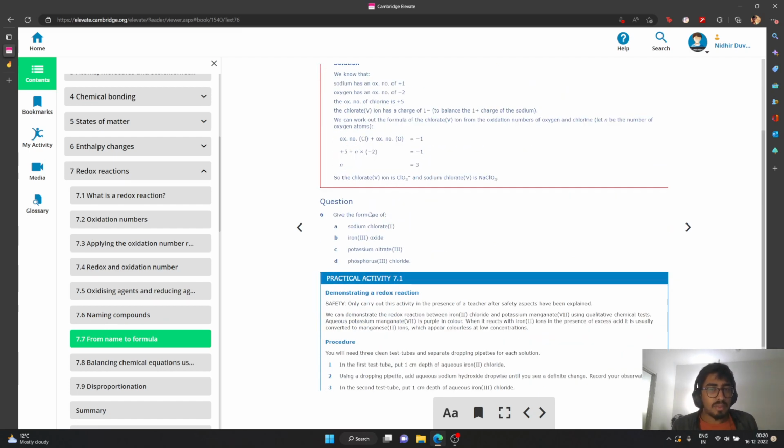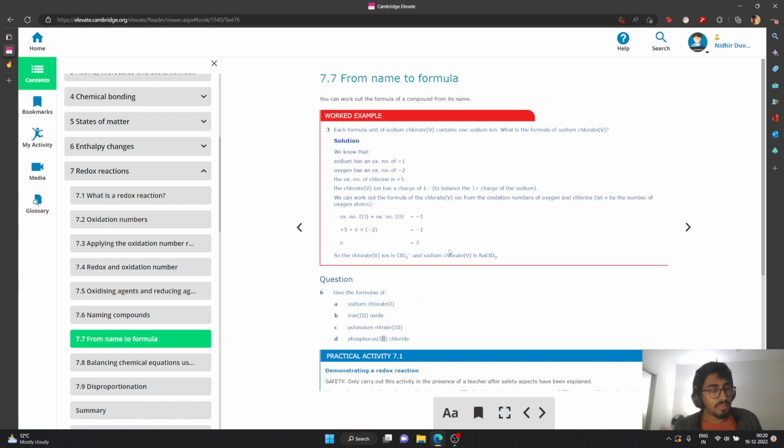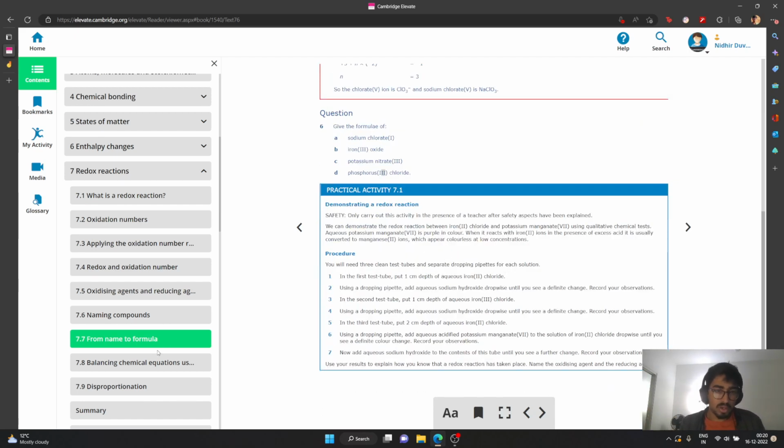From name to formula, formula to name, you should be able to do both conversions. So iron 3 chloride should be FeCl3, because that will give you an oxidation number of plus 3 to the iron. You should definitely try to do them. Phosphorus chloride should be P, and it can be PCl5 or PCl3. But because it is 3, it should be PCl3. You should definitely attempt these on your own as well and try to work them. Once you get good at it, you can do them in your head. But again, practice is important.